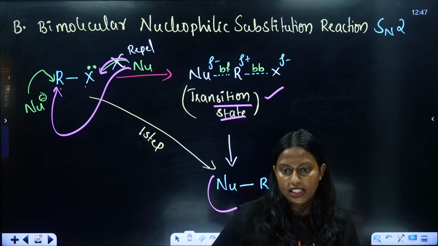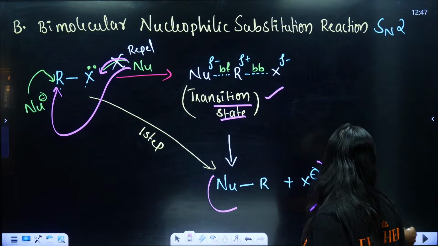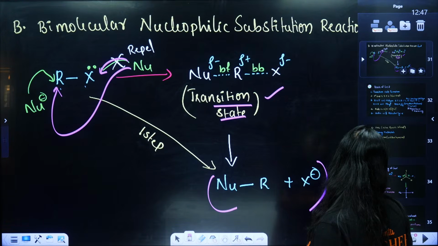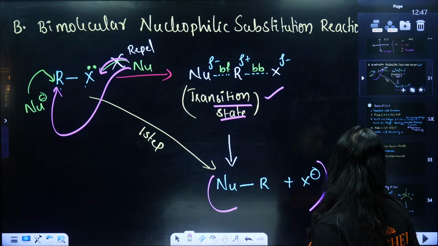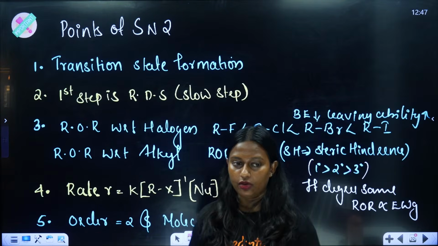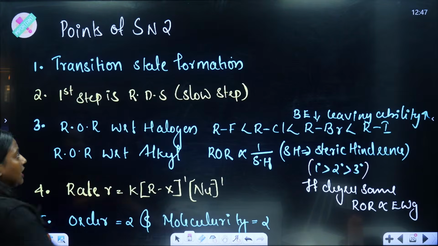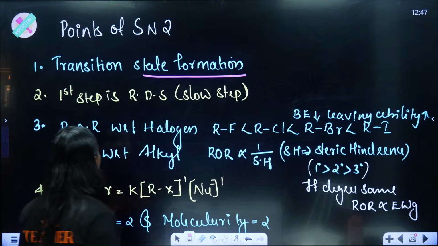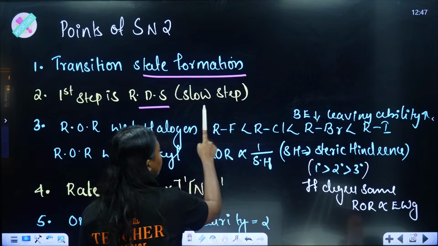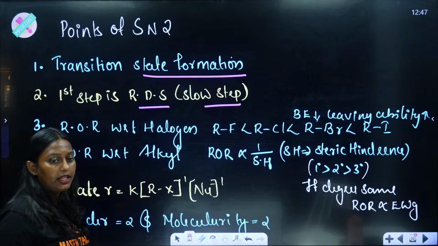Then I will give you questions. Before that, I just want to add some more points. The points of the SN2 reaction are very important. Here a transition state is formed, and the first step is the rate determining step, and it is a slow step.